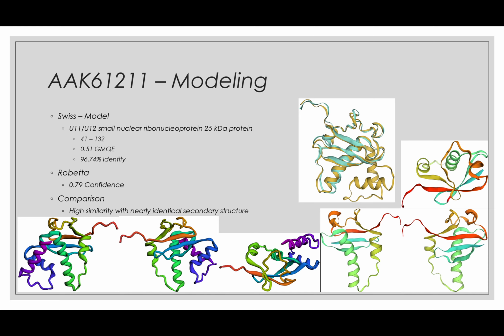the main template was, as expected, the ribonucleo 25 kilodalton protein, and it has a decent GMQE score and high identity. The Robetta result has 0.79 confidence. You can see again Robetta in the rainbow on the left side, and the Swiss Model on the right side.